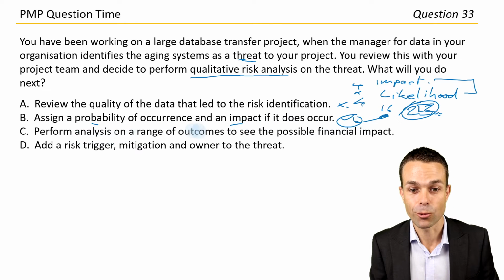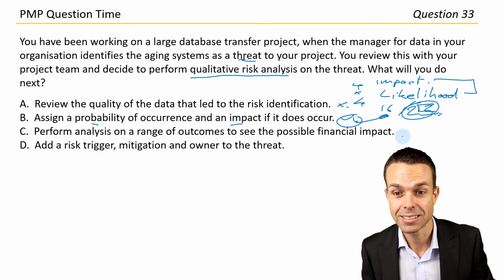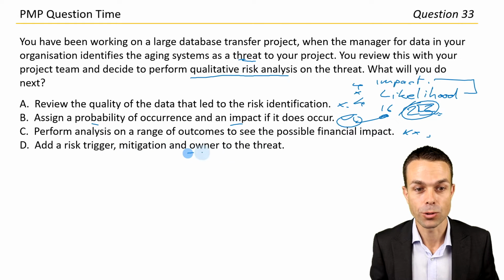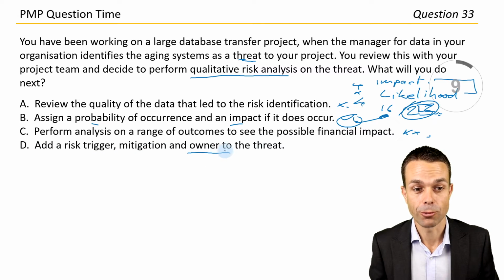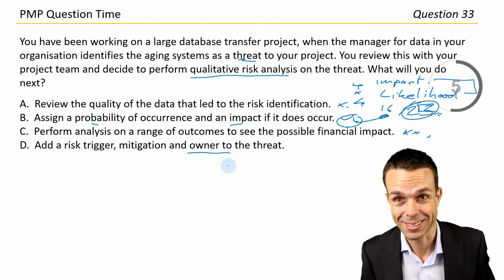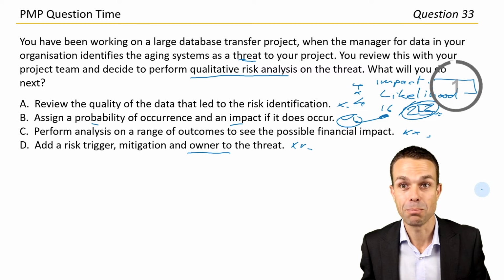Perform analysis on a range of outcomes. That's our quantitative stuff, so our simulations, so that's not that one. And add a risk trigger, mitigation, and owner to the threat. That's what we do in our risk register when we're doing our risk responses. So not that one just yet. For our purposes, let's go with answer B.